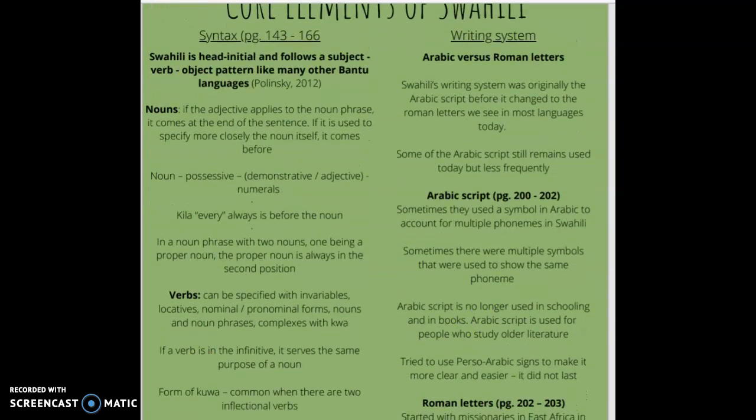So, to finish, I just want to talk quickly about the writing system of Swahili. I've mentioned a couple times the Arabic loanwords and influences from Arabic, and it's because Swahili originally was based a lot around Arabic. So Swahili's writing system itself was originally Arabic script before it was changed to the Roman letters that we see in most languages today. Some of the Arabic script still remains, but it's less frequent.